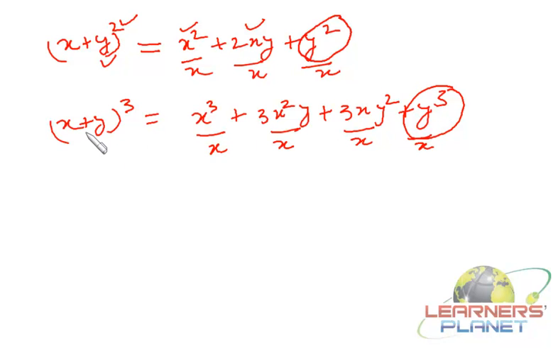If I put a minus over here, it also doesn't matter. So I can write x minus y whole square, that is x square minus 2xy plus y square.